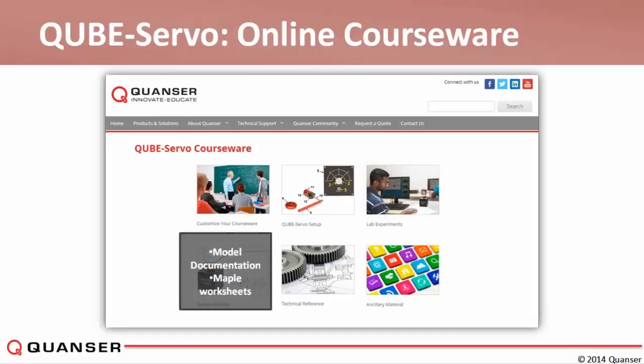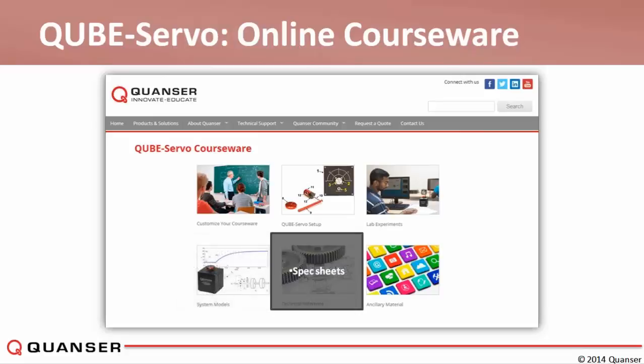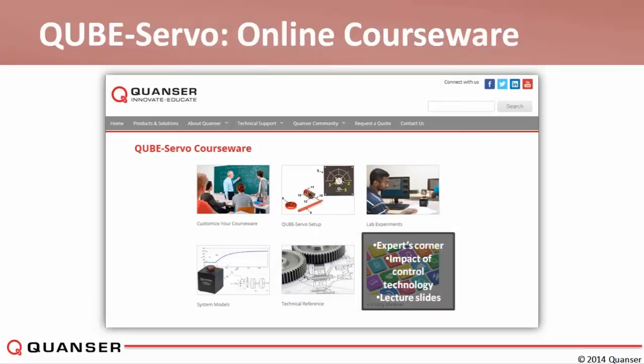Within the systems models, we have all of the model documentation as well as worksheets for things like Maple, so that you can go through and actually see the mathematical modeling and calculation that's being done for the servo. Within our technical references, this is where the spec sheets are, so this gives you the full information on the servo itself. And then the ancillary material right now has things like our experts corner, impact of control technology, lecture slides. Out of the 6 areas, this is probably the part that will be updated relatively frequently, because as we get more material and more relevant information for the QUBE servo, we can simply add it to this section of our website.